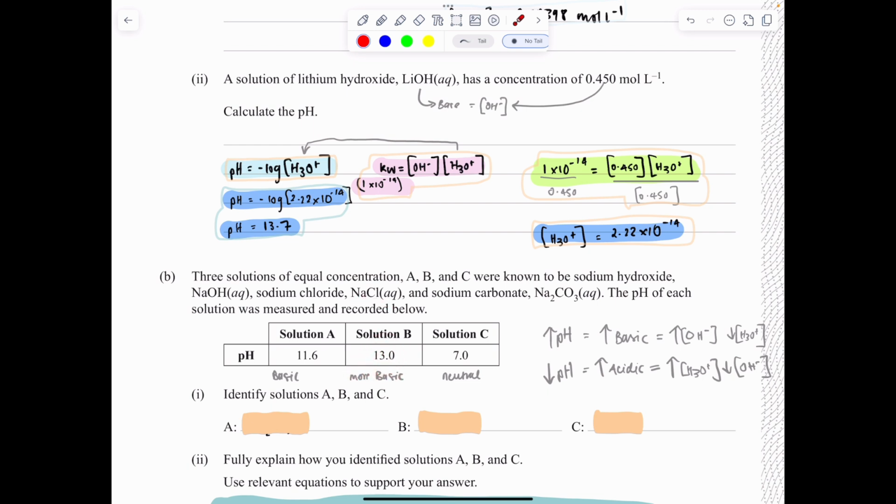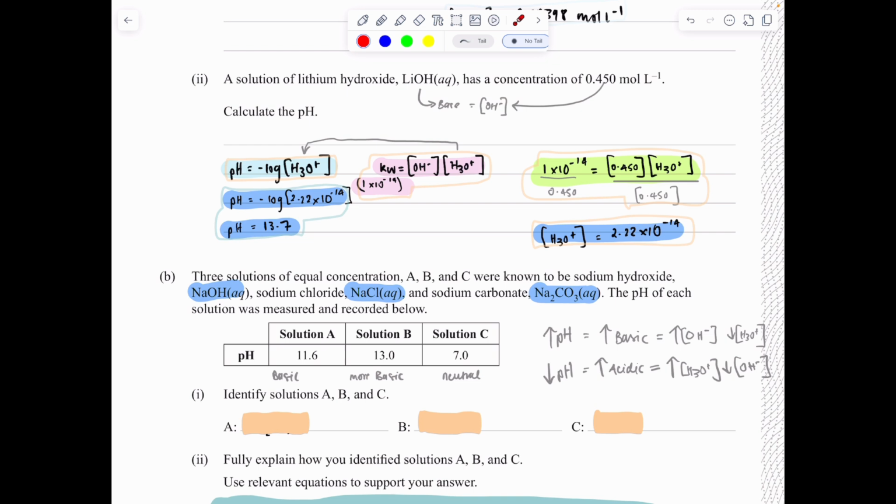Out of these three solutions, which one could be the strongest base? Which one is going to provide a lot of OH ions? Yep, NaOH. It's got OH in it, as you can see. It's a strong base. It will fully or partially dissociate. Which one is it going to be? It's going to fully dissociate into its ions because it's a strong base, and so it'll release heaps of this OH, which accounts for this high pH, which is very basic.